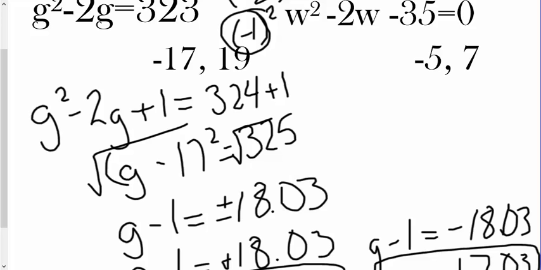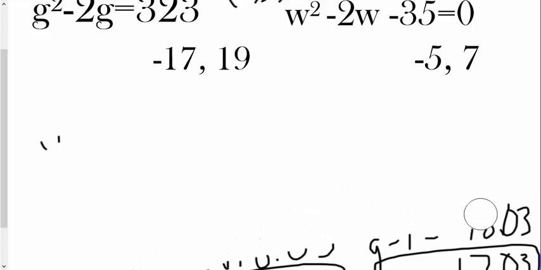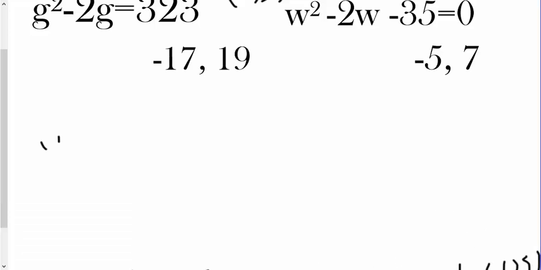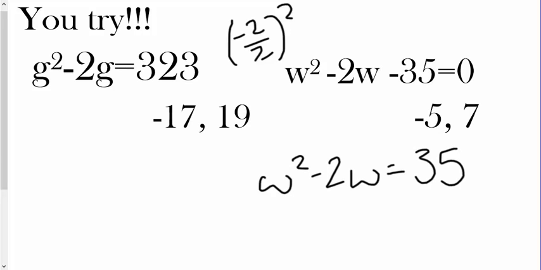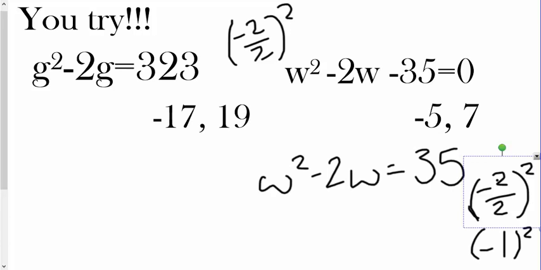Next one. Okay. Just got to do the giant screen erase here. Okay, and this one you probably said, hey, I don't even need to complete the square there. I agree, you could probably just figure out the things, but I'm going to show you how to do it with completing the square as well. So what you would do is w squared minus 2w equals 35. And then I would complete the square by adding negative 2 divided by 2 squared, which would give us negative 1 squared. So I'm going to add 1 to both sides.